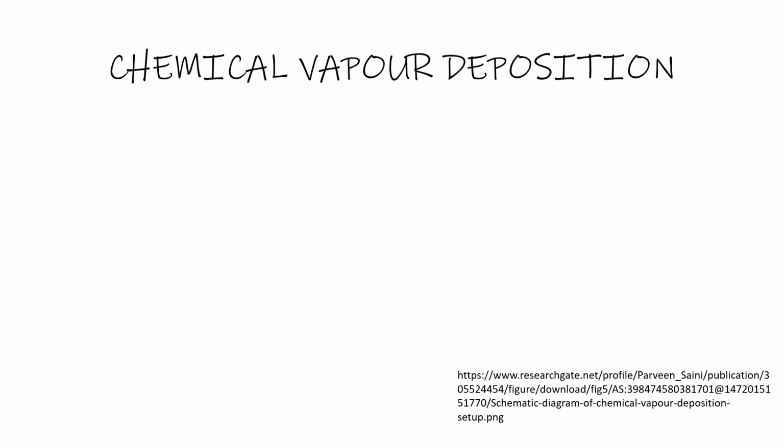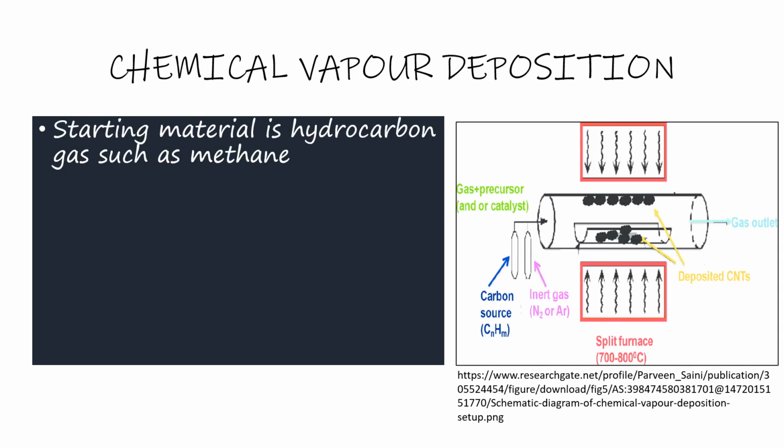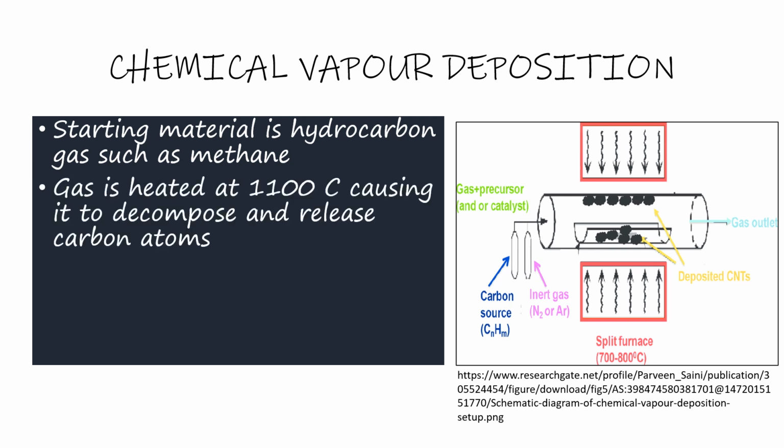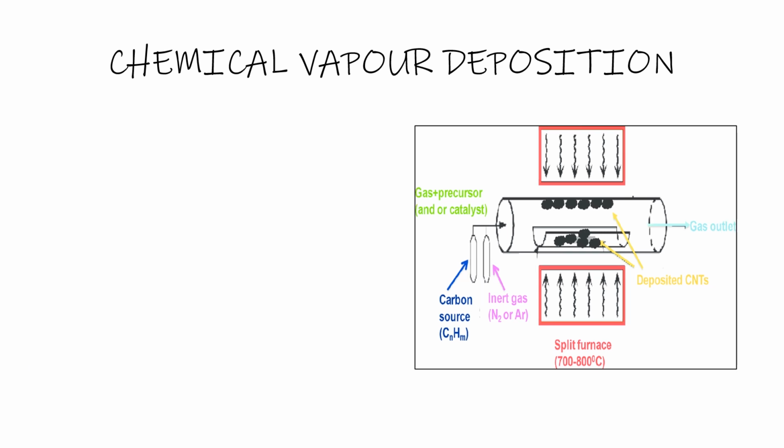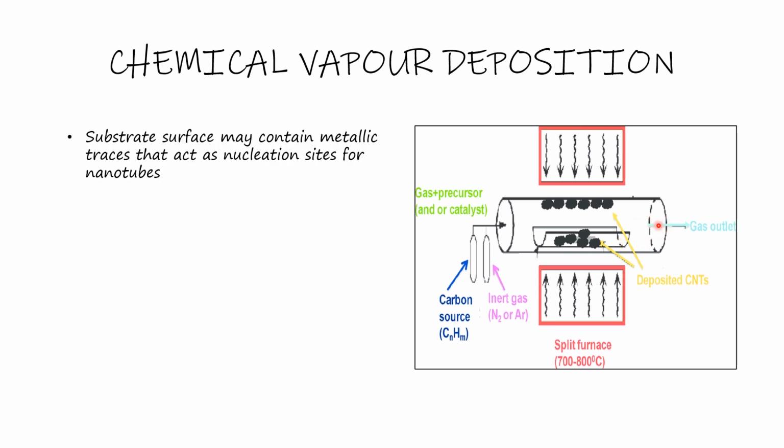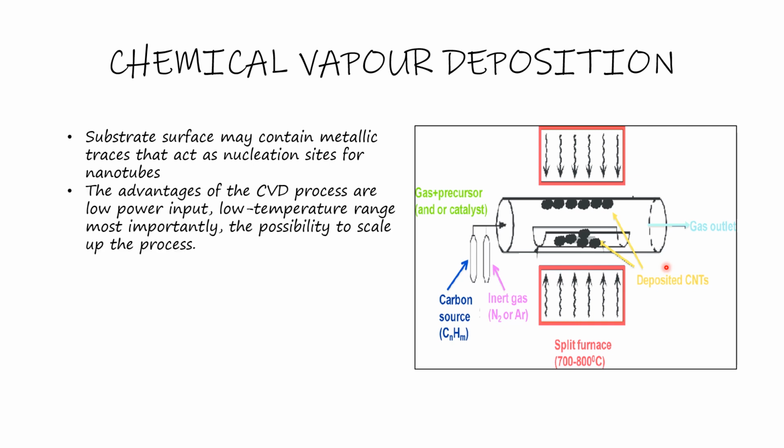The third method is chemical vapor deposition. Here, the starting material is a hydrocarbon gas such as methane. This gas is heated at 1100 degrees Celsius, causing it to decompose and release carbon atoms. These atoms will condense on a cool substrate to form nanotubes. In chemical vapor deposition, this substrate surface contains metallic traces like nickel. These act as nucleation sites for the nanotubes.